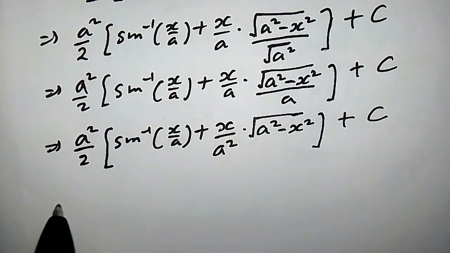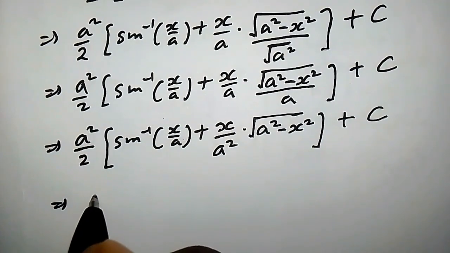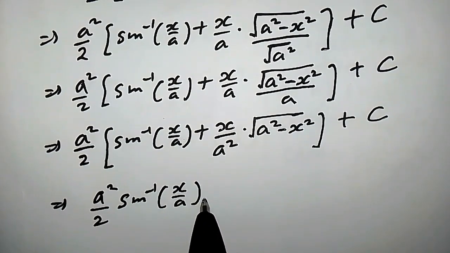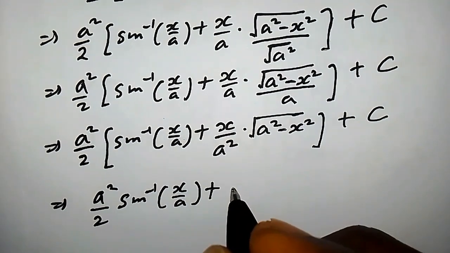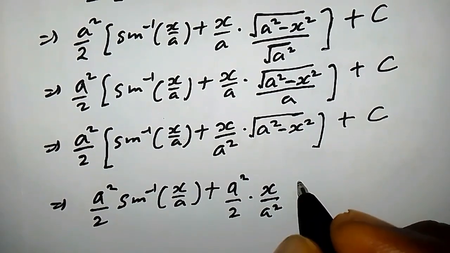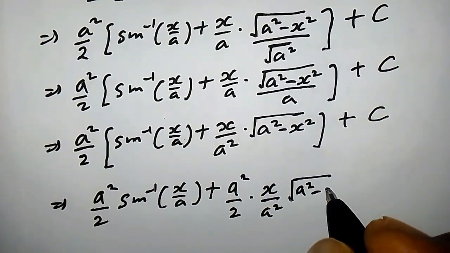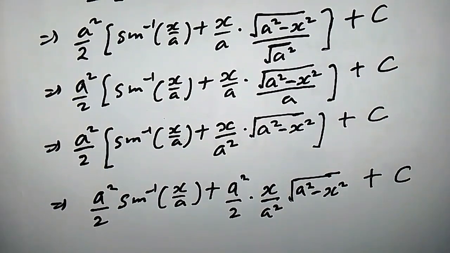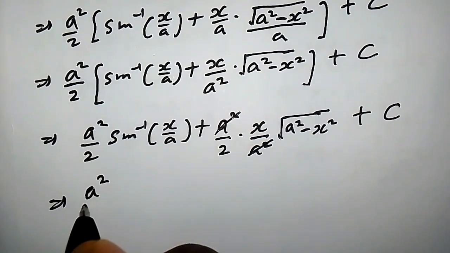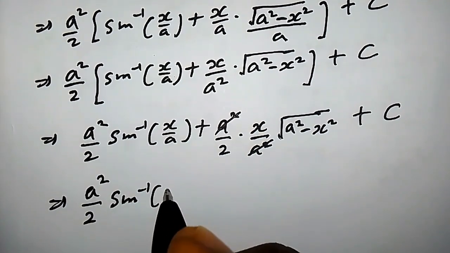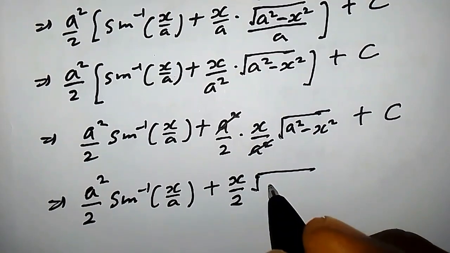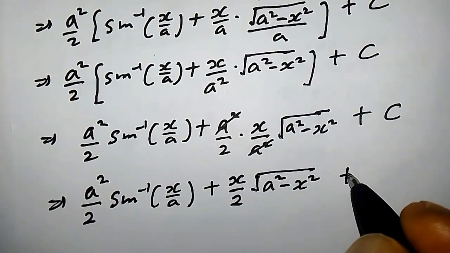Let us open this bracket. a squared over 2 times this, we have a squared over 2 arc sine of x over a, plus a squared over 2 times x over a squared times this square root of a squared minus x squared, plus c, constant of integration. Clearly, a squared cancels a squared. We are left with a squared over 2 arc sine of x over a plus x over 2 times square root of a squared minus x squared, plus c.